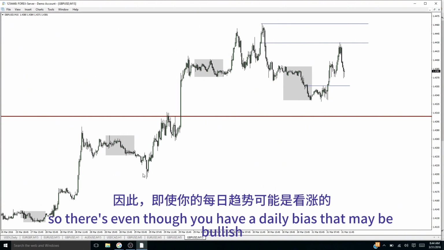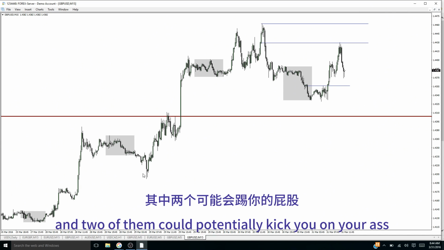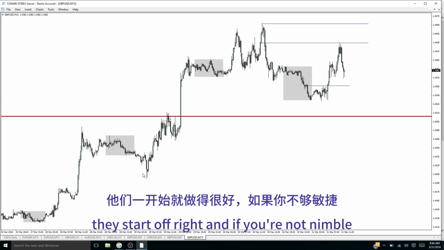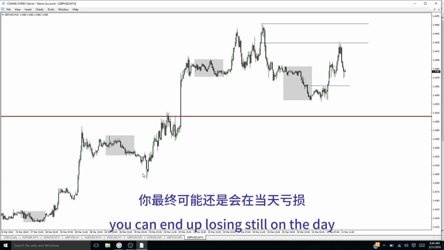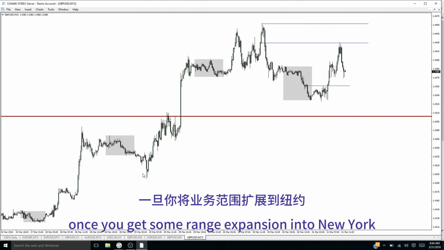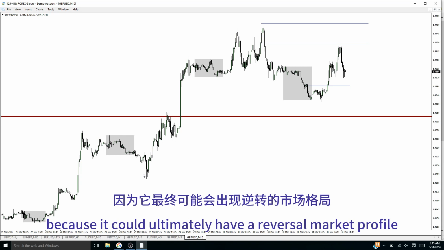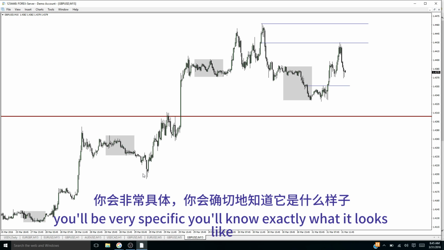So even though you have a daily bias that may be bullish, there are 6 scenarios that you have to weigh out, and 2 of them could potentially kick you on your ass. They start off right, and if you're not nimble, you can end up losing still in the day. That's why I tell you to take some partial profits once you get some range expansion into New York. Pay yourself something, get something out of the move, because it could ultimately have a reversal market profile, and we'll talk more about that. It'll be very specific. You'll know exactly what it looks like.